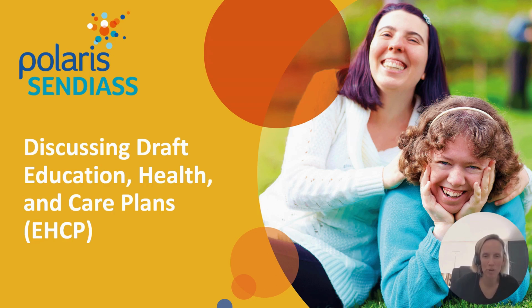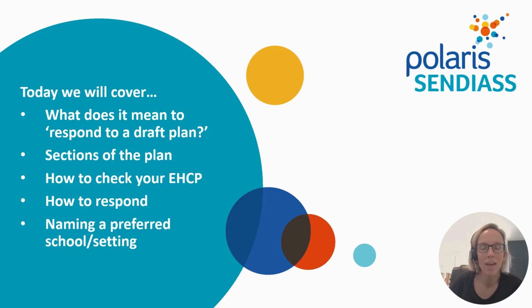We support children, young people, and their parent carers in Hampshire, the Isle of Wight, the London boroughs of Richmond and Kingston. In this recording, we will cover what it means to respond to a draft plan, what the sections of the plan are, how to check your EHCP, how to respond, and finally how to name your preferred setting.